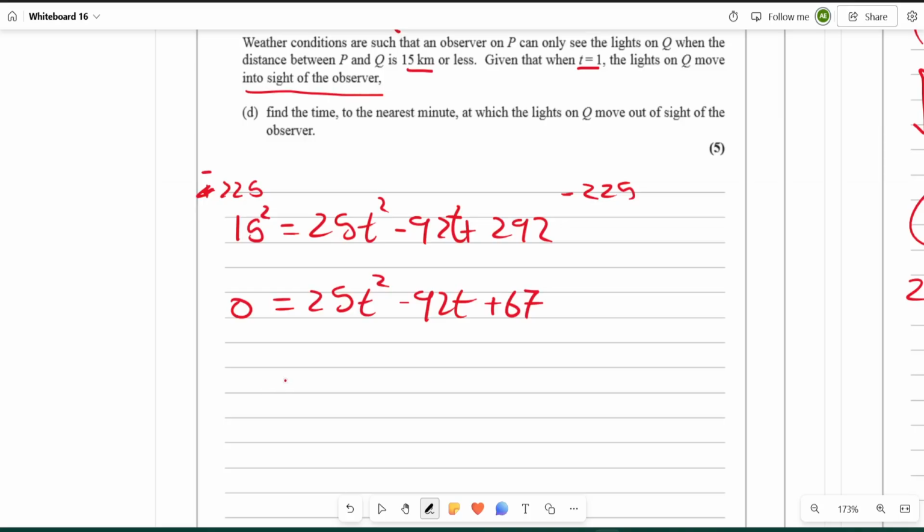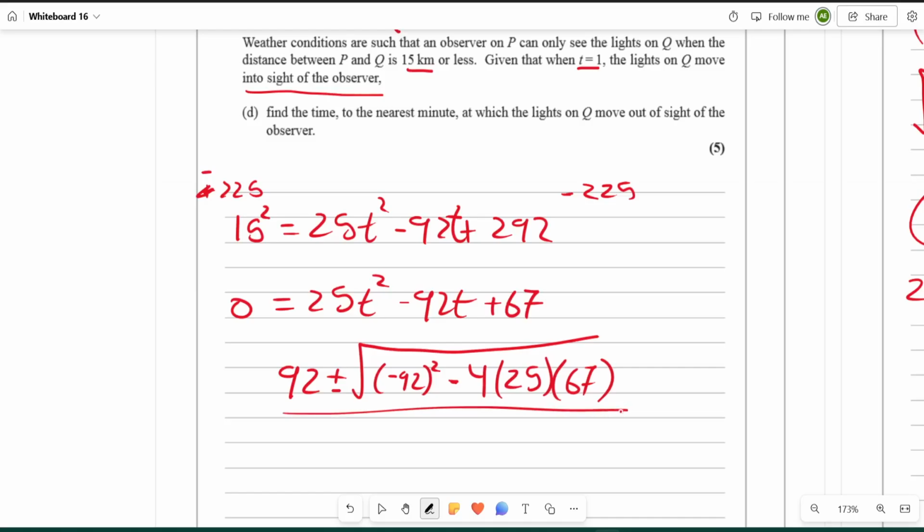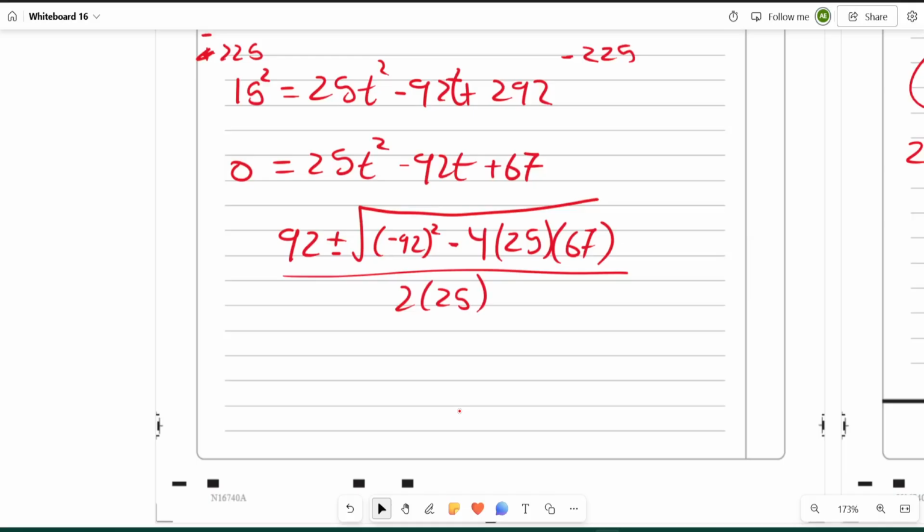What I'm going to do is use the quadratic formula, which is minus b, so positive 92, plus or minus the square root of b squared, so negative 92 squared, minus 4 times a, which is 25, times c, which is 67, all over 2 times 25. That is going to give me two answers. If I plug that in quickly, I'm going to have 92 squared minus 4 times 25 times 67, over 2 times 25.